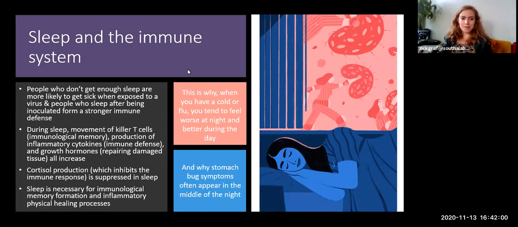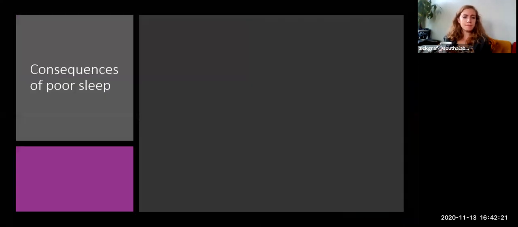So that's what T cells do. They learn what microorganisms are bad for us and recognize them the next time they're in our body. And inflammatory physical healing processes. So the production and functions of cytokines and the release of growth hormone to repair damaged tissue. All of that is happening during sleep, especially restorative stage 3 sleep.